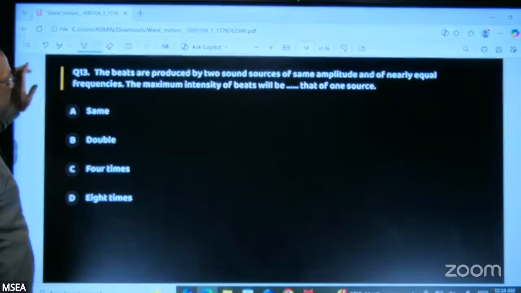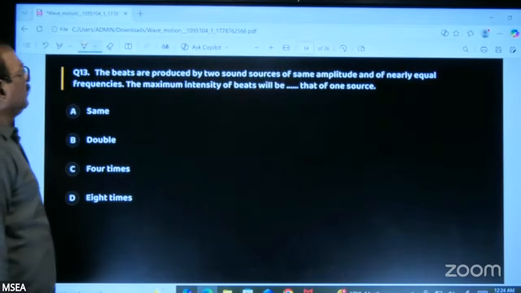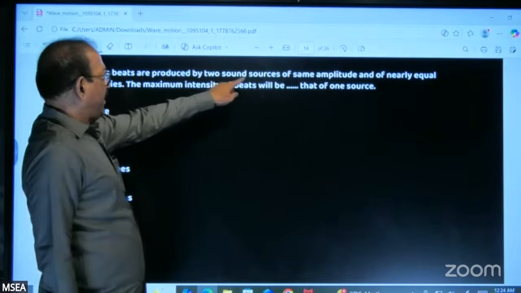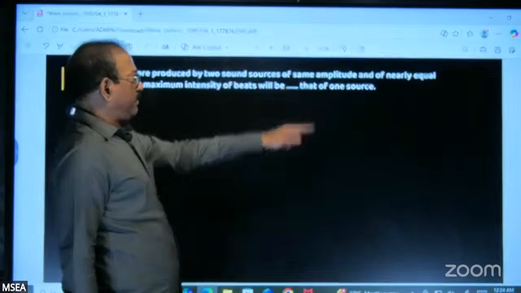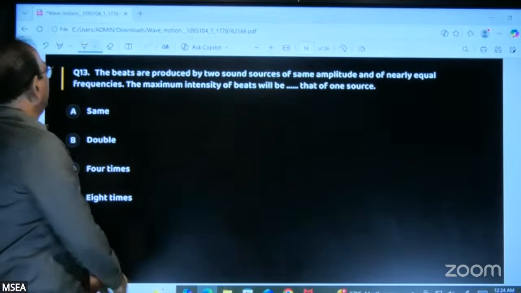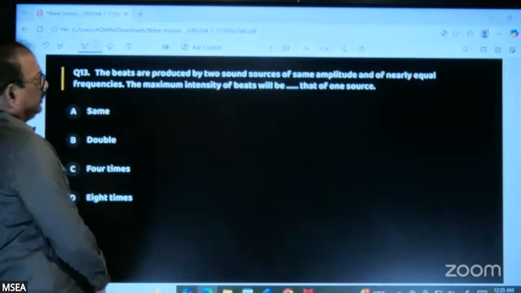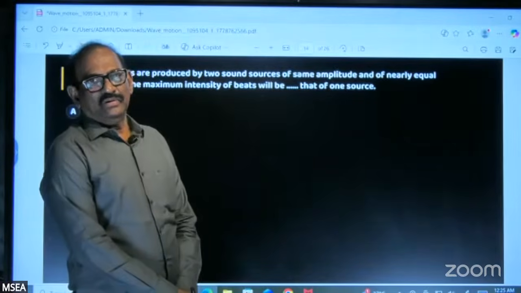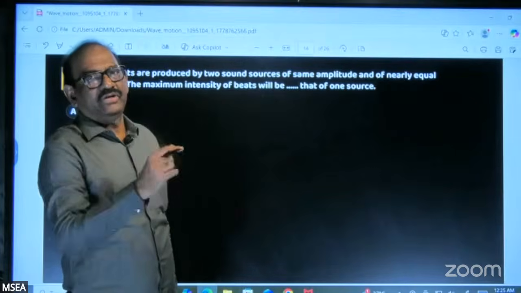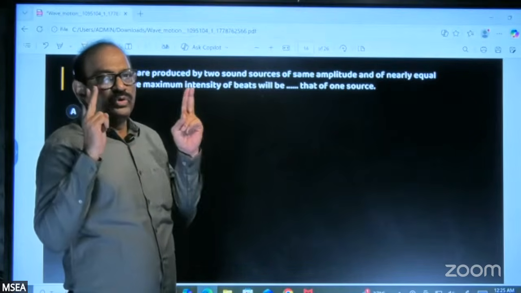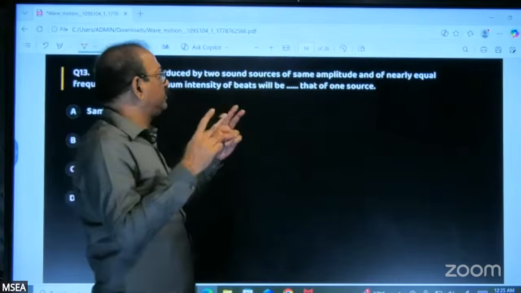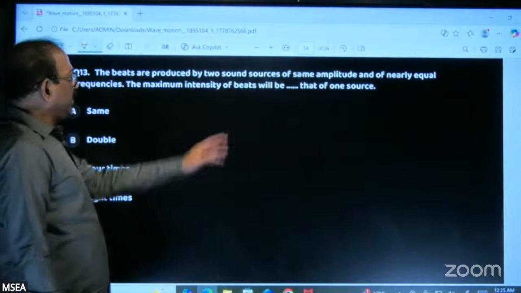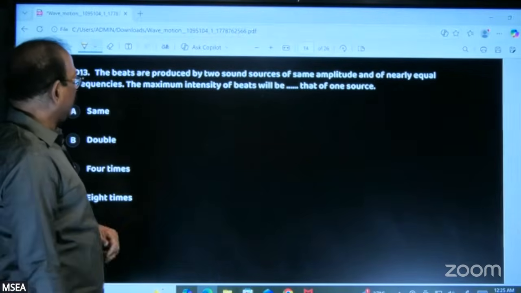Next, beats. Beats are produced by two sound sources of the same amplitude and of nearly equal frequency. Nearly equal, not equal, slightly different frequency. When sound waves of two slightly different frequencies undergo interference, only then are beats obtained. Nearly equal means their frequencies are slightly different.